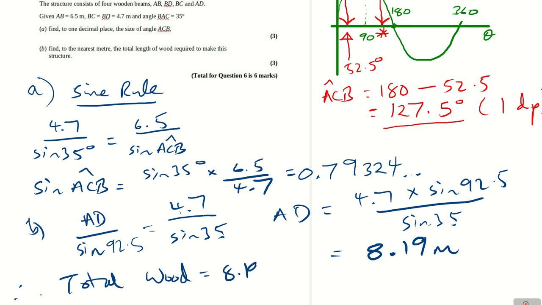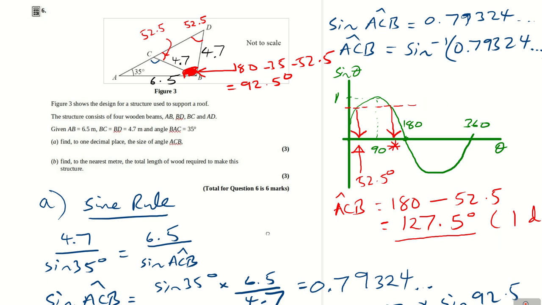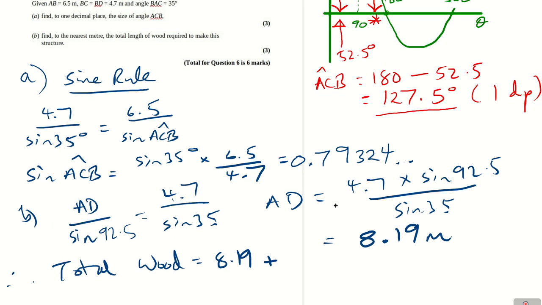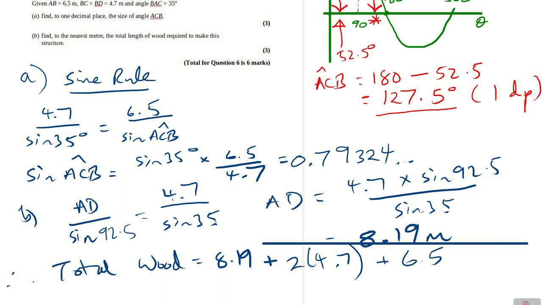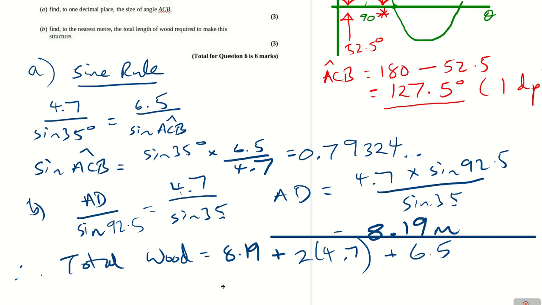And therefore the total wood has got to be 8.19 plus 4.7 plus 4.7 plus 6.5. So plus 2 lots of 4.7. It's getting a bit messy, sorry. Plus, what was the other one? 6.5, I think. Yes. And that should give us the total wood. And yeah, if we do that, put it into the calculator, and we get the answer 24.1 meters for the total length of wood required.